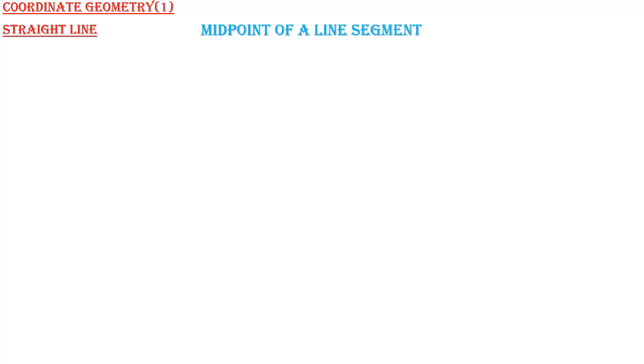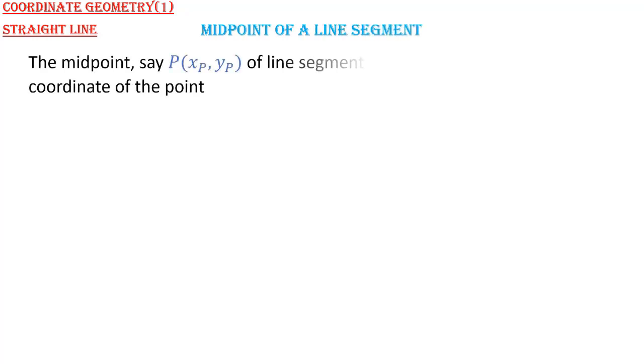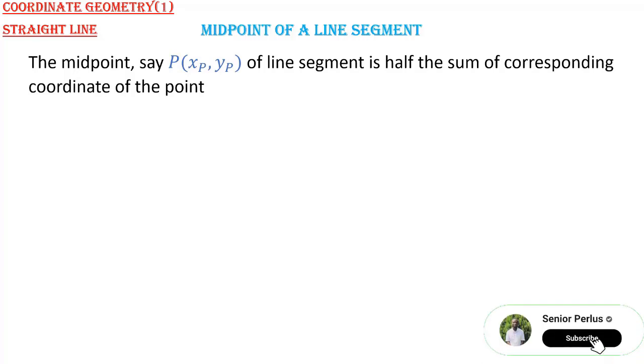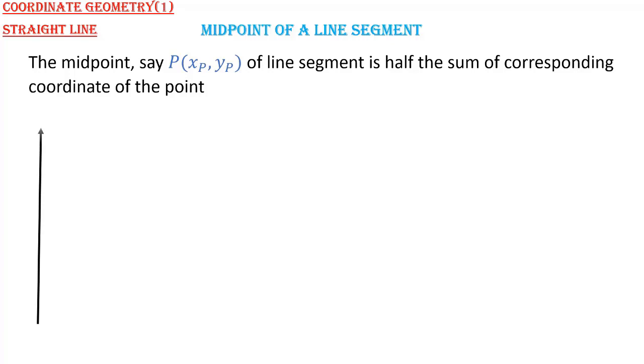We are continuing with the midpoint. And with midpoint, we are saying P(xp, yp) of a line segment is half the sum of the corresponding coordinates of the points. So let's draw our axes and indicate it.